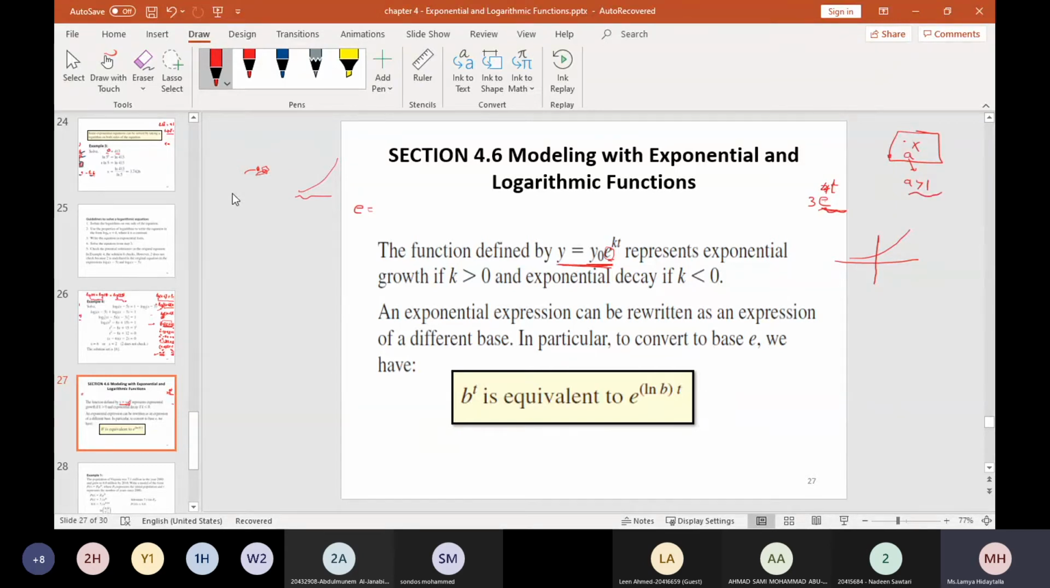What is e? e is a number which is 2.17, and correct, an irrational number, the decimal part is infinite, but we will find it approximated in the calculator. Anyway, it is 2 point something, so it is greater than 1. So I can imagine that my function will look something like that. Of course, it depends on the value of y not and my k.